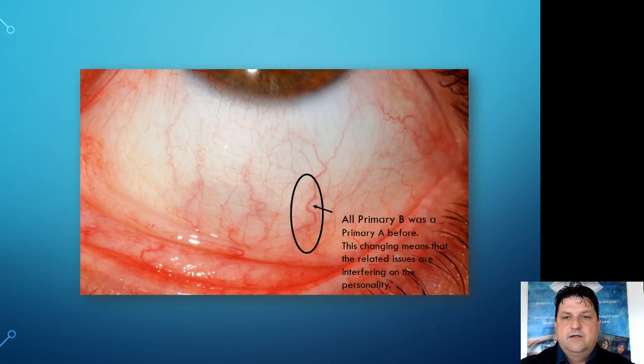All primary B was a primary A before. So these changes mean that the related issues are interfering with the personality. Okay, so it's bringing its information to us that's energetic disharmony. It's happening. Of course, we know that, and it's easy. We usually know the information, for whoever knows sclerology, about the physiology, right? And of course, some information about the emotions as well, okay, that we've been learning with Dr. Melmauer, okay?